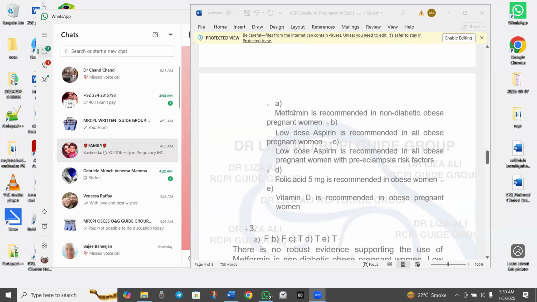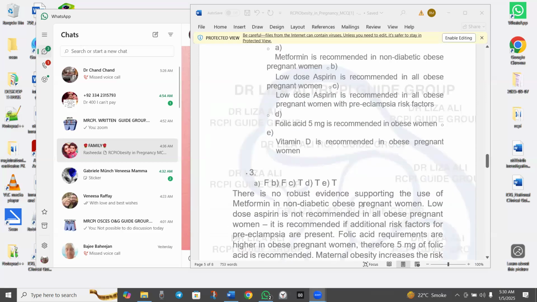So A is false. We don't recommend metformin. And low dose aspirin recommended in all obese patients, I don't think it's true. B, low dose aspirin is recommended in all obese women, not all obese women. Not all, yes. C, in women with preeclampsia risk factors, yes, that's true. Folic acid, you said, yes, we have to give 5 milligram. And vitamin D recommended, yes, that's also true.